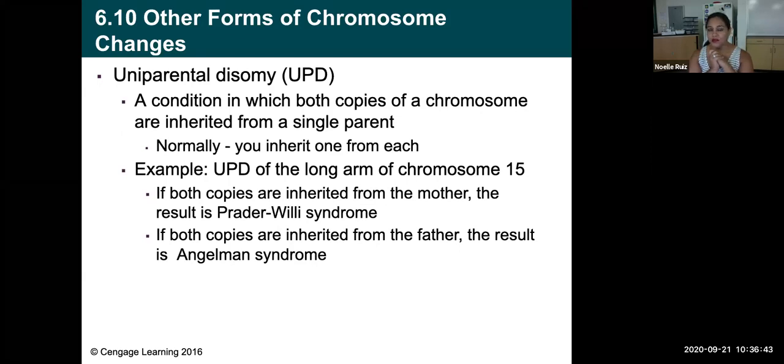Uniparental disomy, or UPD, is a condition where both copies of a chromosome are inherited from a single parent. Normally, you inherit one from mom and one from dad. Take UPD of the long arm of chromosome 15. If both copies are inherited from the mother, the result is Prader-Willi syndrome. If both copies are inherited from the father, the result is something called Angelman syndrome.